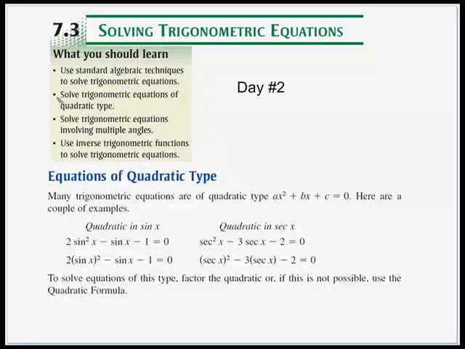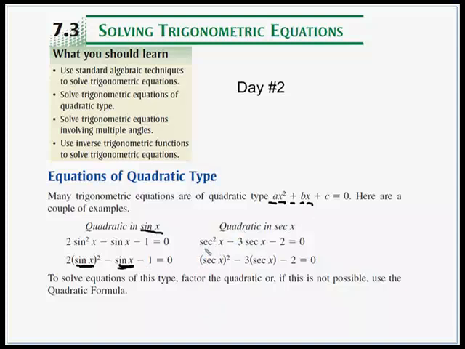Okay, in this video we're going to get to the second bullet point here. These are the equations of the quadratic type. So many trigonometric equations are of a quadratic type, and that's something times something squared plus another number times something plus c equals 0. And here's a couple examples. In terms of sine x, we had 2 sine squared minus sine minus 1 equals 0, or 2 times something squared minus something minus 1 equals 0.